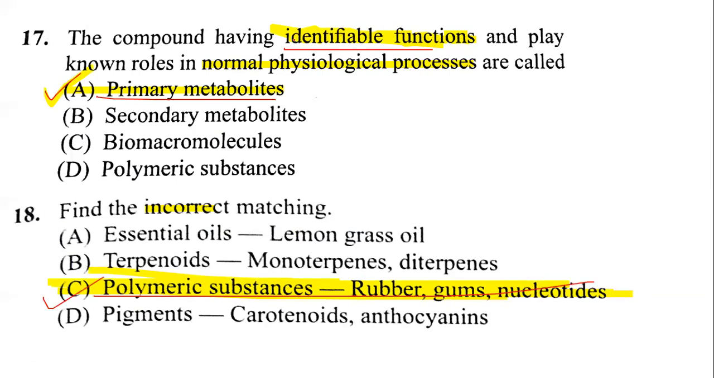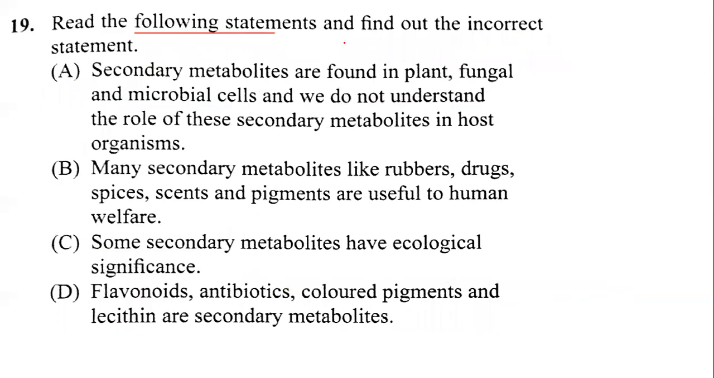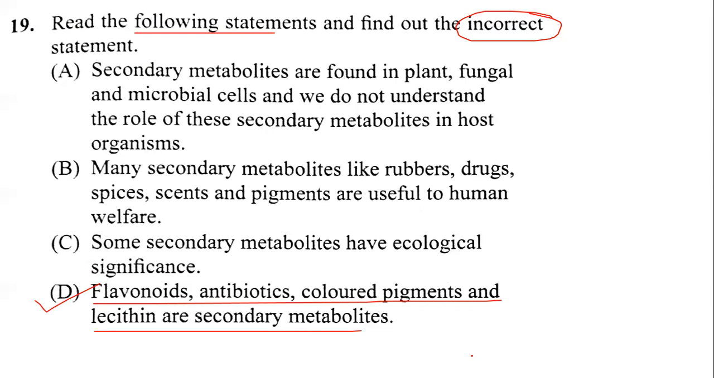Clear? Moving on to question number 19. Read the following statements and find out the incorrect statement. Let's read it together. Flavonoids, antibiotics, colored pigments, and lecithin are secondary metabolites. Antibiotics? Have you studied it like that? You're right, so option B will be the incorrect statement. Clear, everybody? This statement is given in the NCERT.